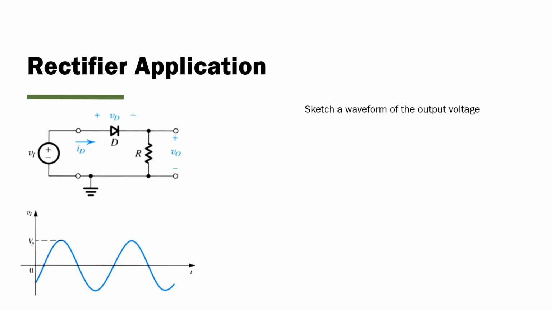Now this is a rectifier application. So we have an input voltage, we have a diode, then we have a resistor, plus minus Vout. So this is a lot closer to a real-life application of a diode. We can see we have this sinusoidal signal for our V input with a peak at Vp. Let's try to sketch the waveform of the output voltage.